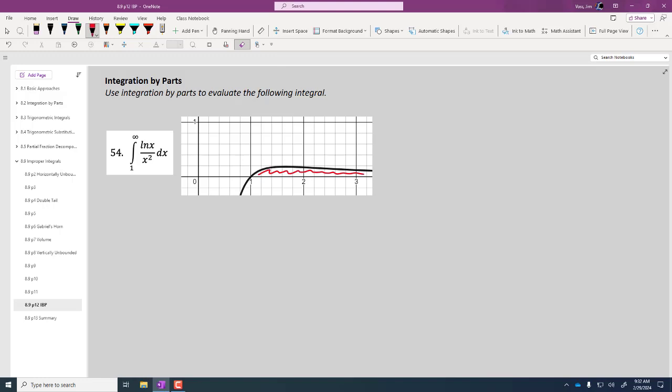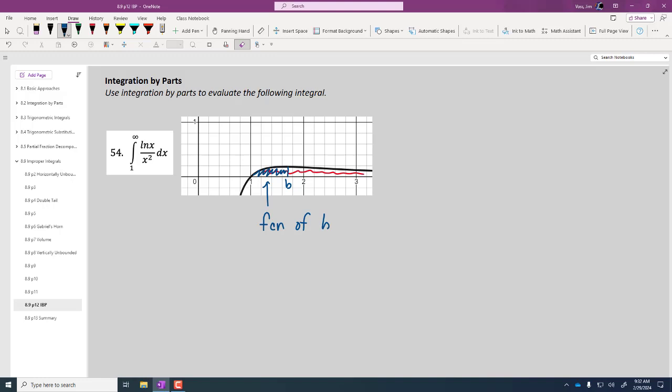And the whole idea with this strategy is that we are going to pick an arbitrary point right there called B, and we are going to integrate from 1 to B, and that will be a definite integral from 1 to B, and that will turn into a function of B, and then we take the limit as B goes to infinity. So we have to find this function of B.